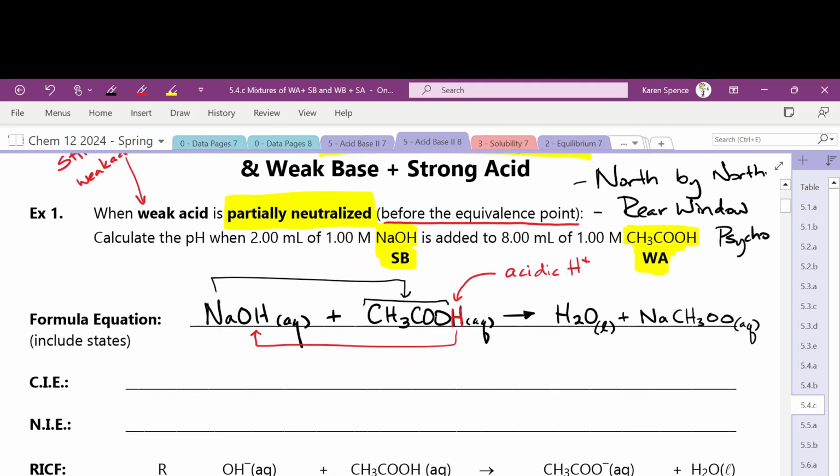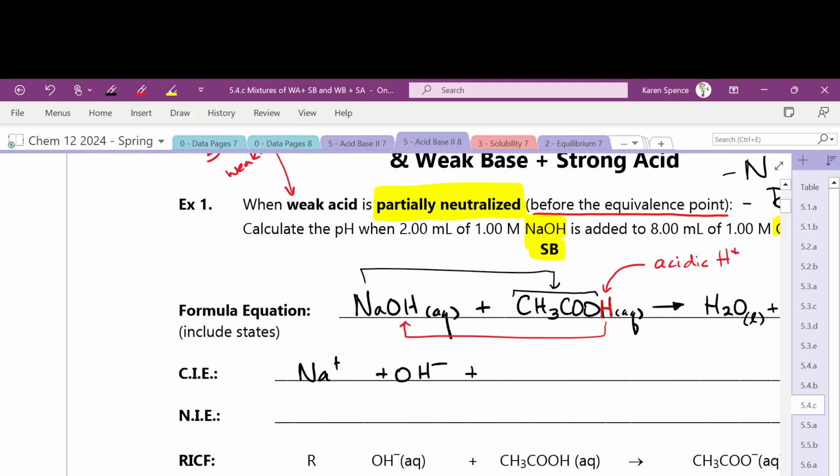Complete ionic equation. We would have, do we split up the NaOH aqueous? Does it dissociate? Yes, it does, because it is a strong base. So Na plus and OH minus. CH3COOH is a weak acid. Do we split it up? Yes.